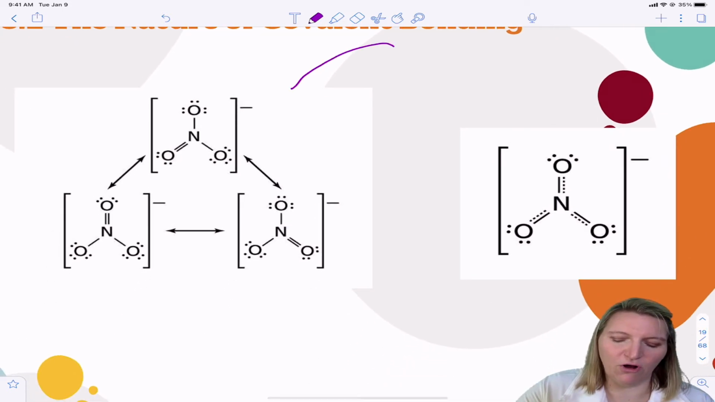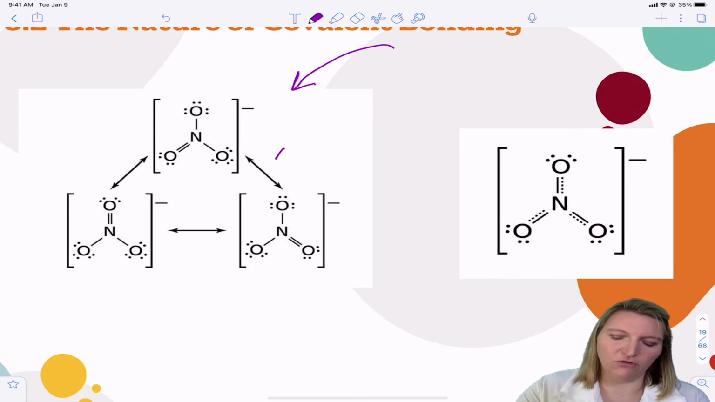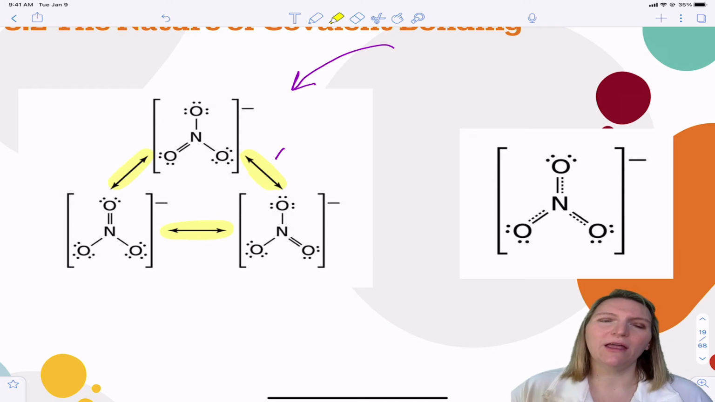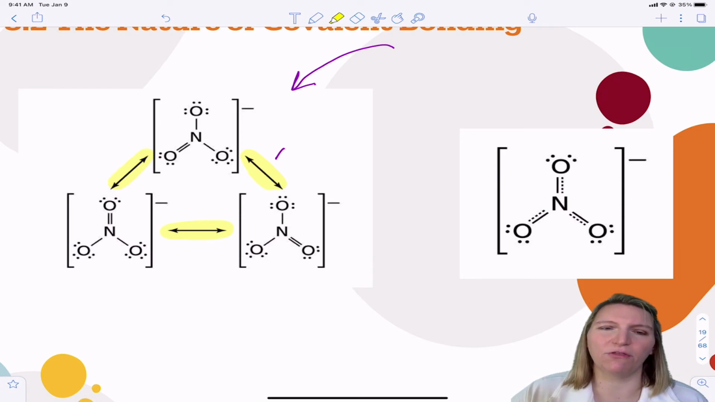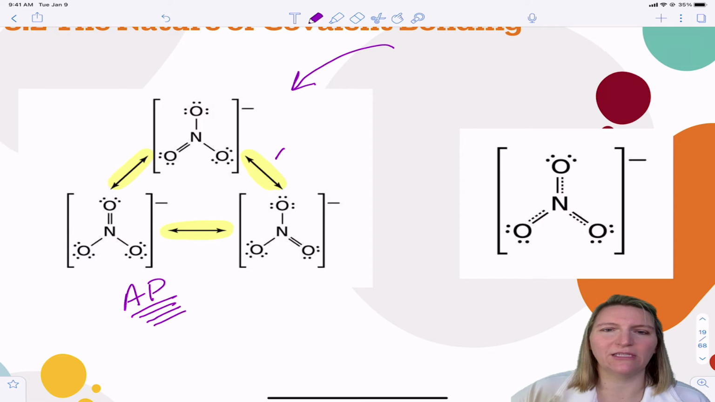We can either draw all three of them, or sometimes there's just two of them. But we can either draw all the resonance structures and draw these double-headed arrows in between them, showing that it's not that one of these is the structure of nitrate, but it's the average of all the three.